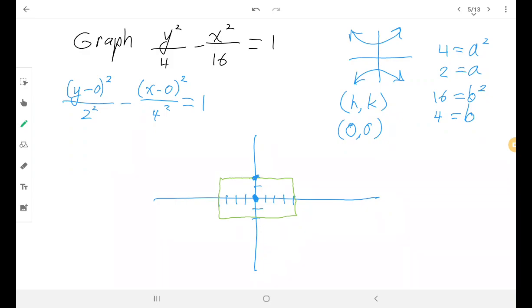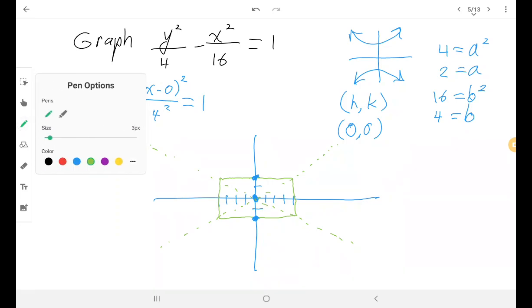My vertices happen in the y direction. That is, the vertices happen an A distance away in the direction that the A is underneath. Let's draw our asymptotes. So the asymptotes go through the center and the corner of this box.